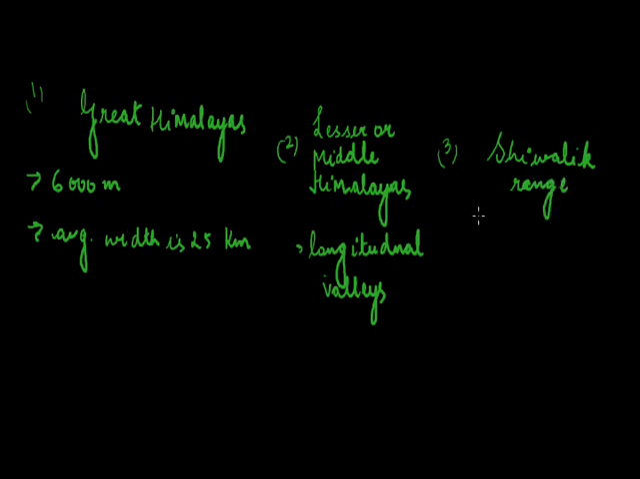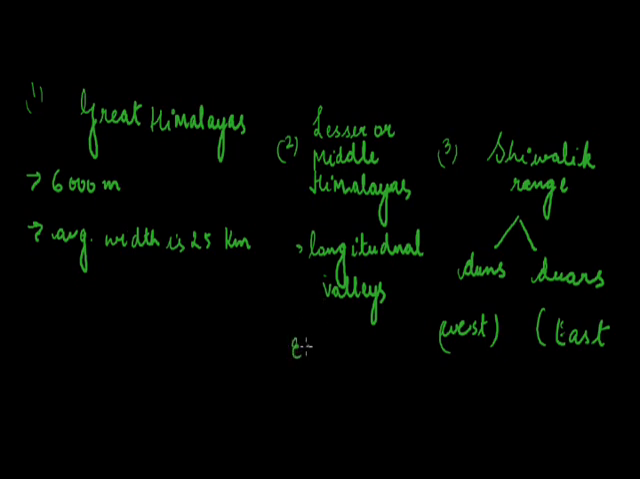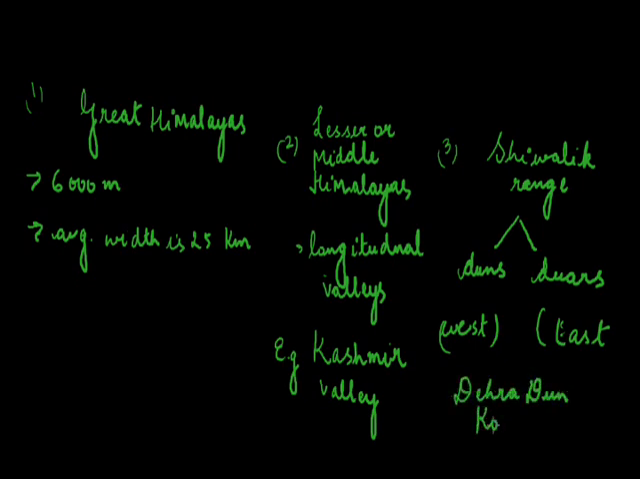In the Shivalik range, we have also studied the longitudinal valleys which are known as duns and dwars. They are known as duns in the west and dwars in the east. Examples of the valleys in the middle Himalayas were the Kathmandu valley and the Kashmir valley. And examples of the longitudinal valleys of the Shivalik range are Dehradun and Kotli Dun.